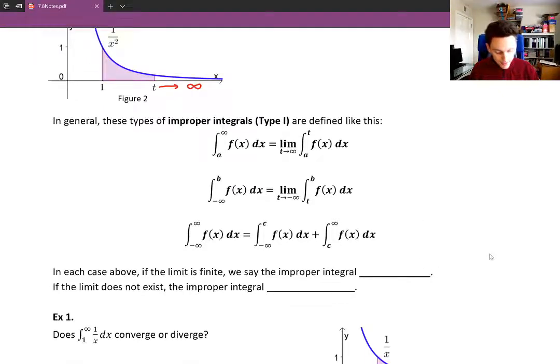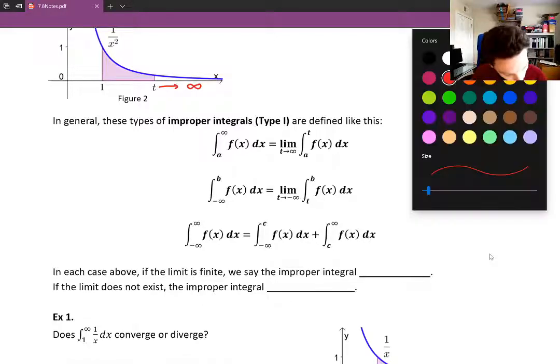So in each case above, if the limit is finite, we would say that the improper integral converges.